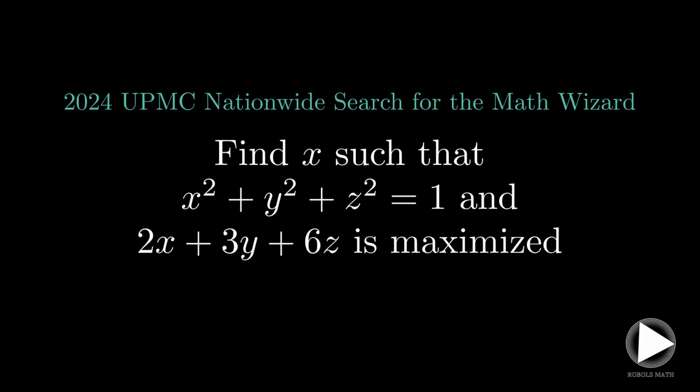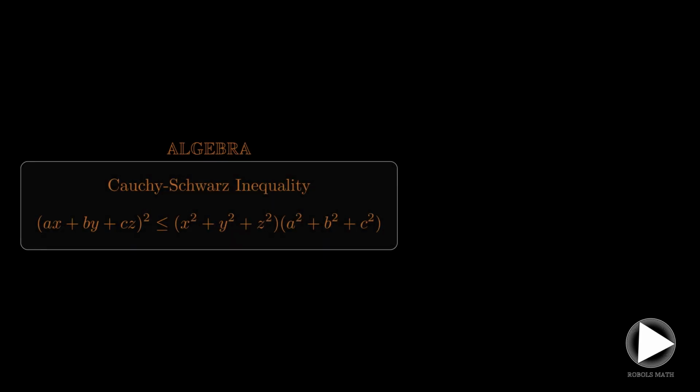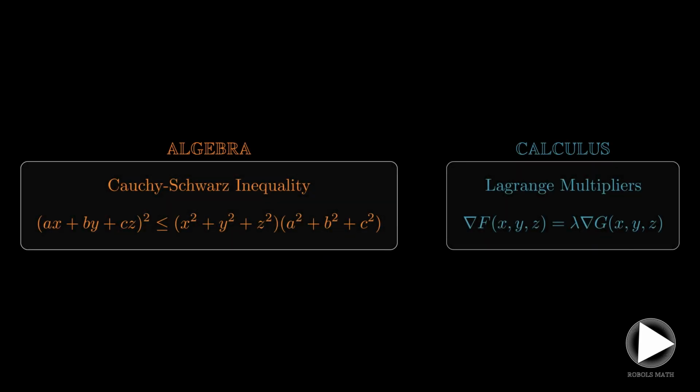If x squared plus y squared plus z squared equals 1, and the value of 2x plus 3y plus 6z is maximized, find the value of x. In this video, we'll discuss two approaches: an algebra-based solution involving the CSI and a calculus-based solution using the method of Lagrange multipliers. Let's begin with the algebra-based approach.